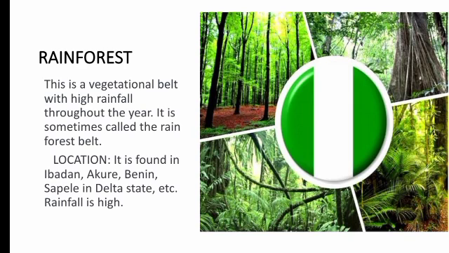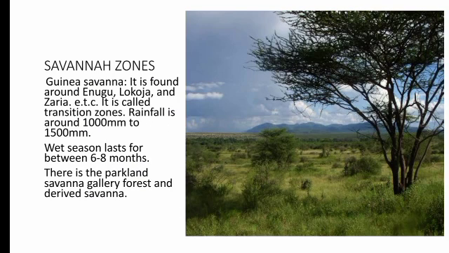We have the rainforest. The rainforest is a vegetational bed with high amount of rainfall throughout the year. Probably that is why it is called a rainforest region. So let us look at the location. Areas in the states or places in the country where we have a rainforest. We have Ibadan, Akure, Benin, Sapele in Delta State, and so on and so forth.